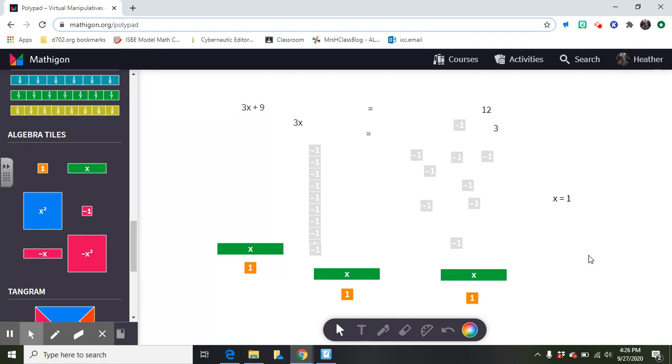That's similar to what we're going to do when we're solving two-step equations. We will be undoing what we started with.